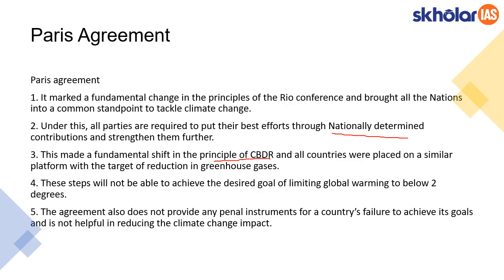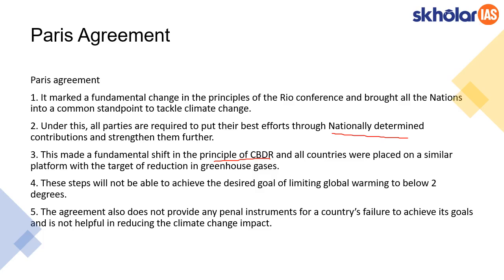But these kinds of voluntary targets don't pave the way for limiting global warming to below 2 degrees Celsius. It is not possible to achieve that with voluntary contributions. And this also affects the development of developing nations, because the parity that they are trying to bring in through this Paris Agreement is not fair for developing nations.